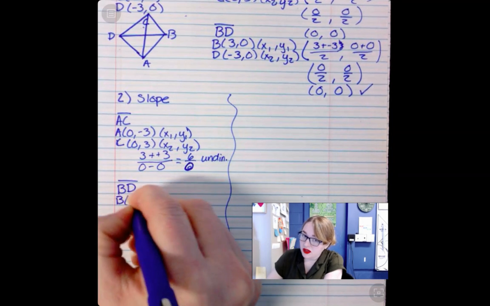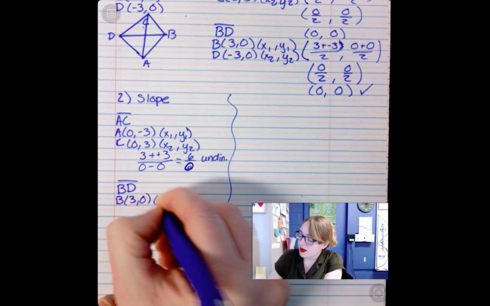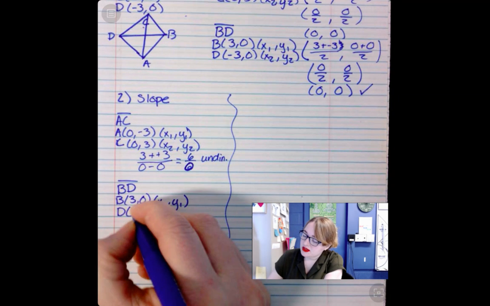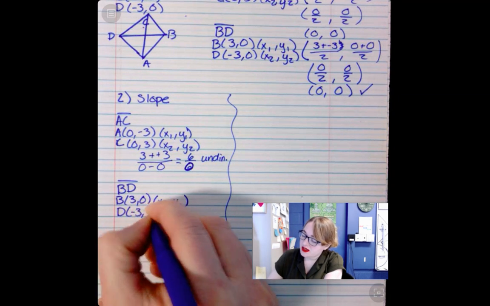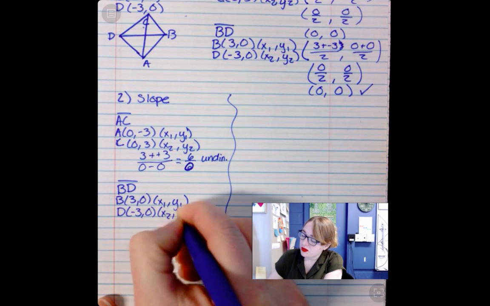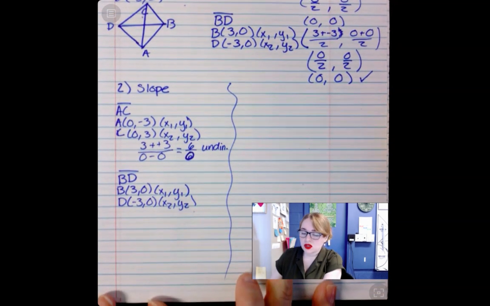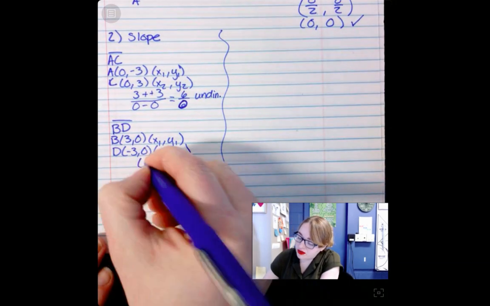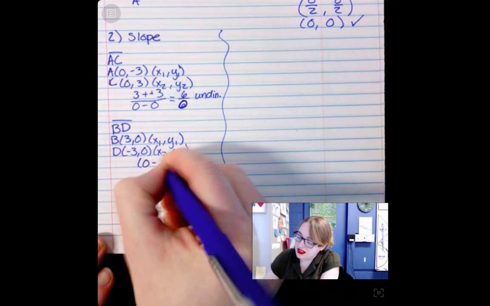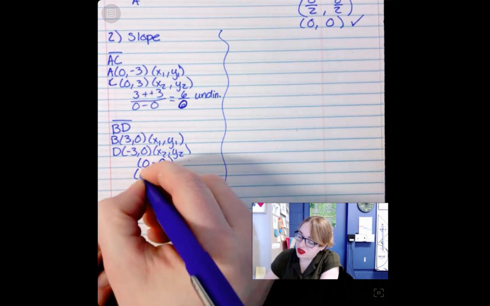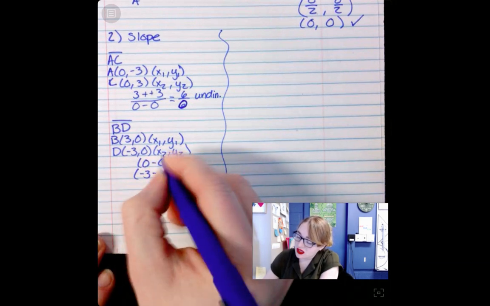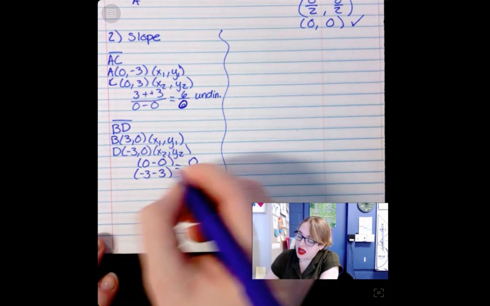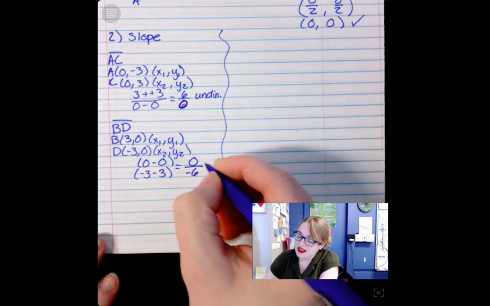And then we are going to find the slope of B to D. B is still at (3, 0). It's going to be my x1, y1. And D is (-3, 0) at x2, y2. Okay, so we're going to go ahead and plug that in. So we have y2, which is 0, minus y1, which is 0. And then we have x2, which is -3, minus x1, which is 3. So here 0 minus 0 is still 0, and -3 minus 3 gives us negative 6.